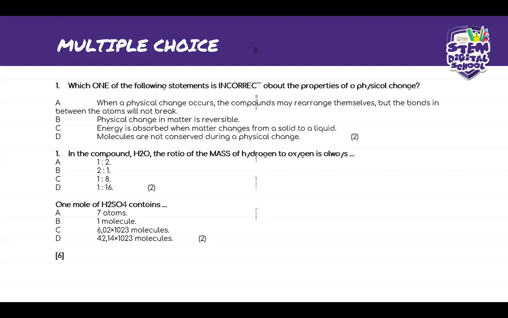Okay, while you guys are typing that on your chat, let's move to number two. In the compound H2O, the ratio of mass of hydrogen to oxygen is always A, 1 to 2, B, 2 to 1, C, 1 to 8, and D, 1 to 16. So what did you guys get? Come on, guys, let's be proactive. What did you get for these answers? This is multiple choice. I'm just asking you questions on the multiple choice bit.